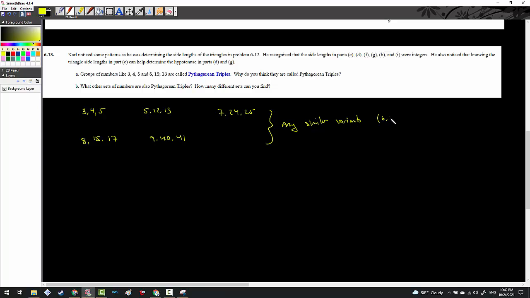So I'll just go and write it down. I guess 6, 8, 10. Notice how that's a spawn of 3, 4, 5. It's just a scale factor of 2. So that would be an example of a similar Pythagorean triple. I'll be back with the next problem.